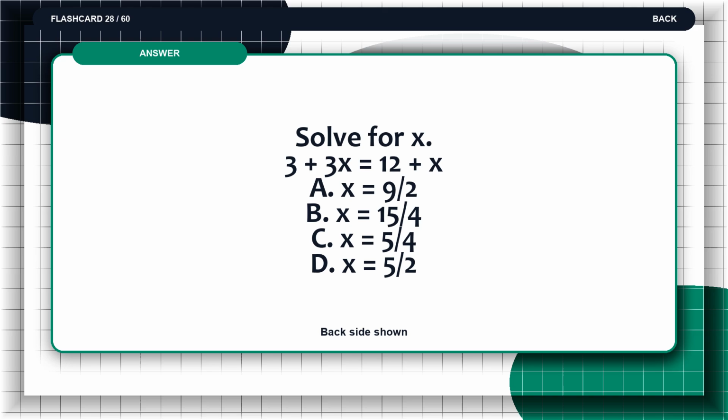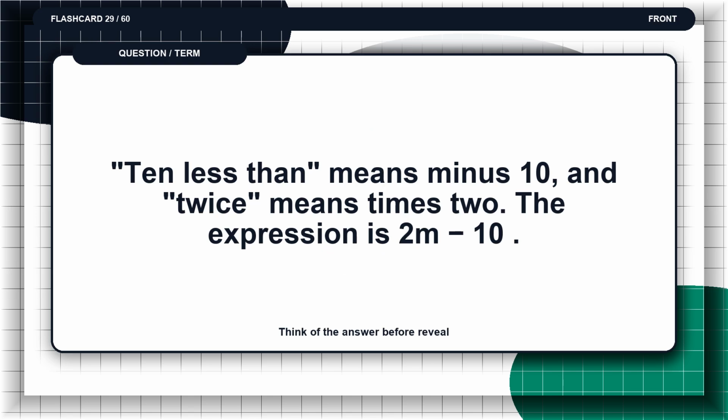The answer is, solve for x: 3 plus 3x equals 12 plus x. A: x equals 9 halves, B: x equals 15 over 4, C: x equals 5 quarters, D: x equals 5 halves. Flashcard 29. 10 less than means minus 10, and twice means times 2. The expression is 2m minus 10.